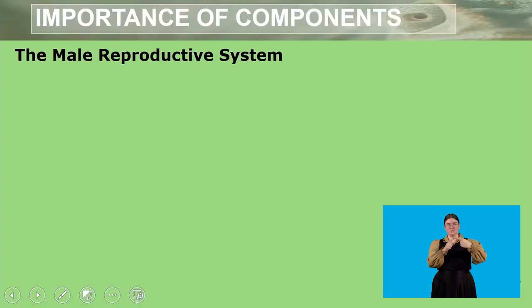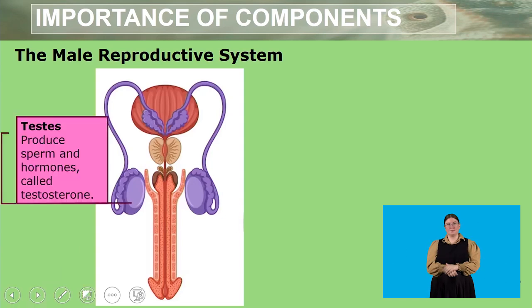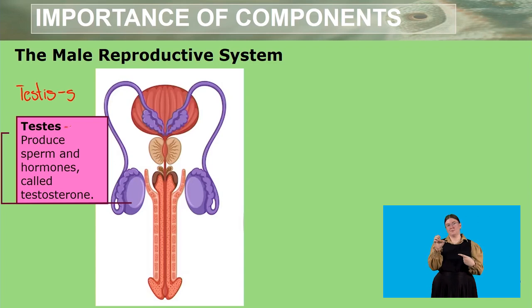First, we are going to look at the male reproductive system. And here is a diagram of the main organs that make up the male reproductive system. We are only going to focus on a few. And the first one that we focus on, okay, here are the testes. Remember that testis is spelled like that for singular when it is one, and testes like that is for plural form.